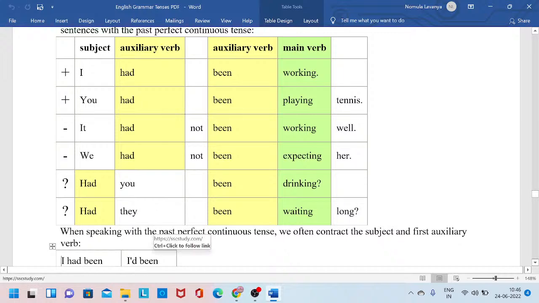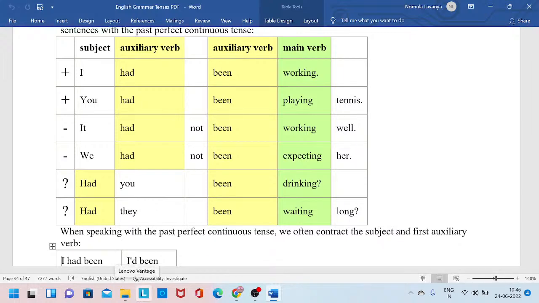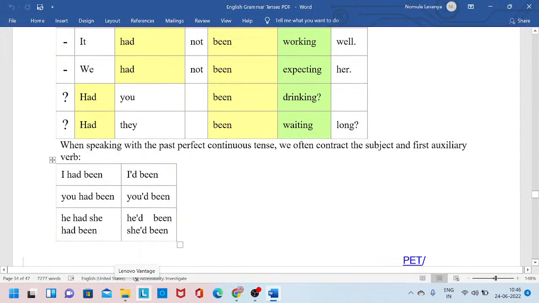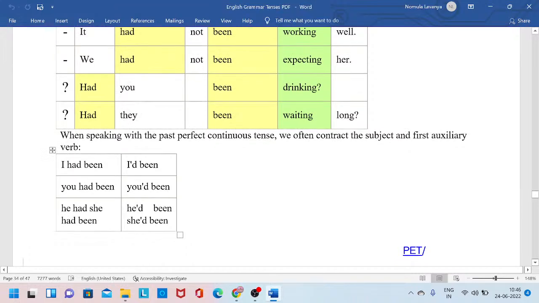So while speaking the past perfect continuous tense, we often contract the subject and the first auxiliary verb, like I'd been, you'd been, she'd been. Okay, and let us continue.